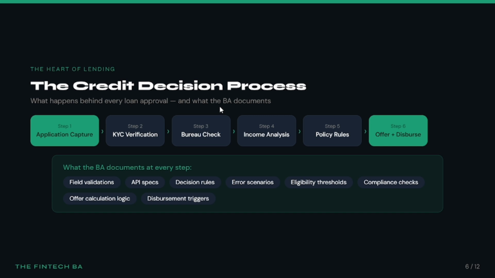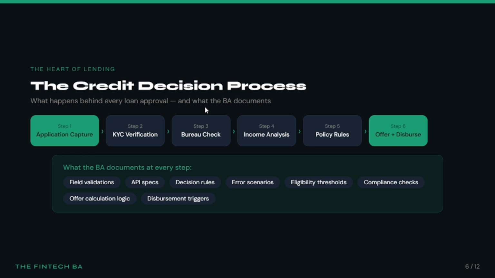So moving on, I have mentioned here the KD decisions process. These are the things which I thought I should put in. At the time of credit decisions, these are the things which happen: application capture, KYC verification, bureau check, income analysis, policy rules, and then offer plus disbursement. What the BA documents at every step are field verifications, API specs, decision rules, and error scenarios.